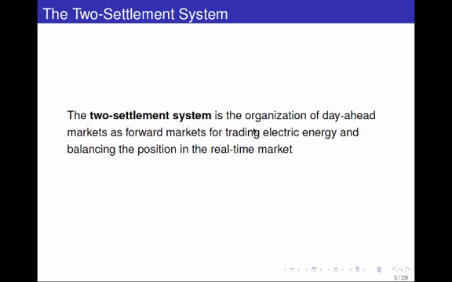But before talking to you about that, I want to give you a high-level view of how the real-time market interplays with the day-ahead market. So what the day-ahead market is, is basically a forward market for electricity.